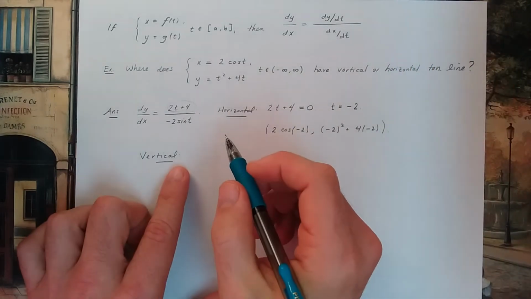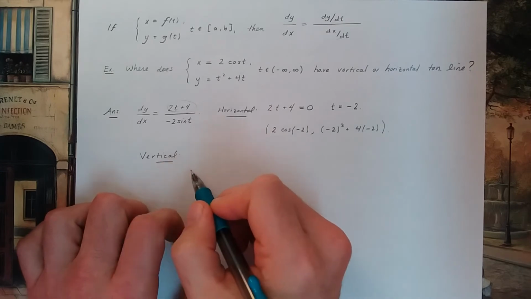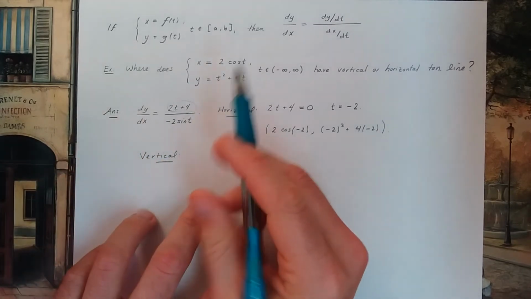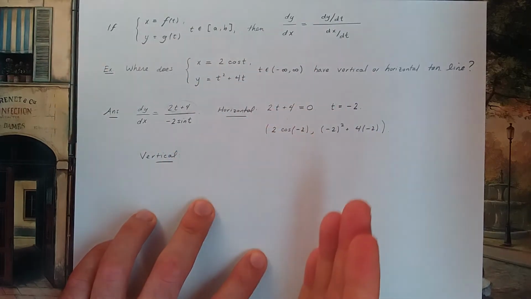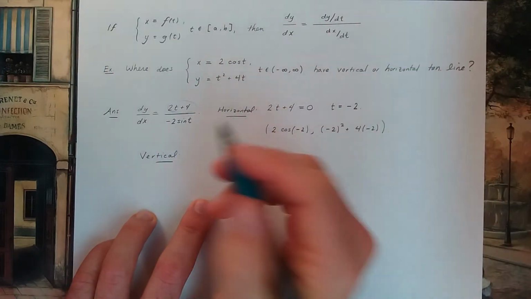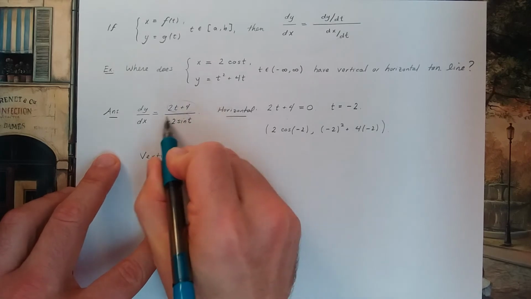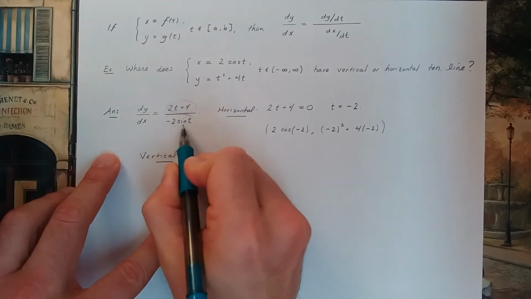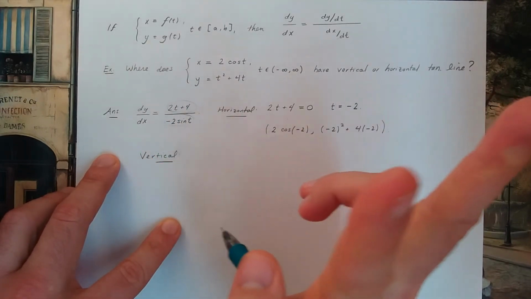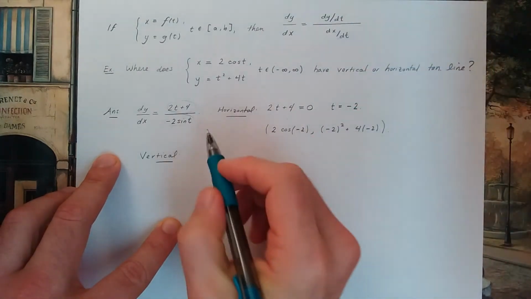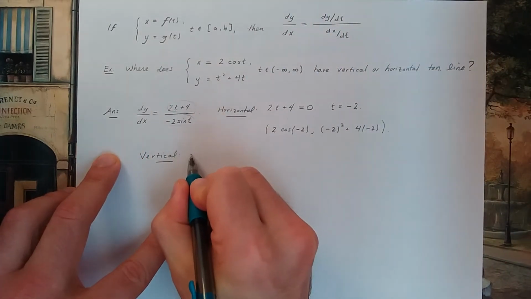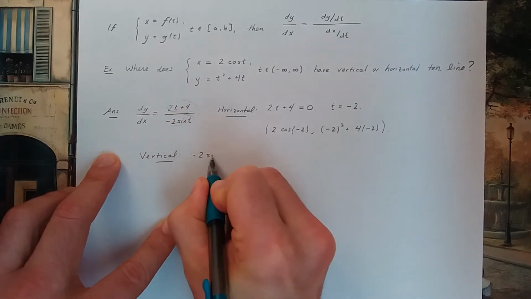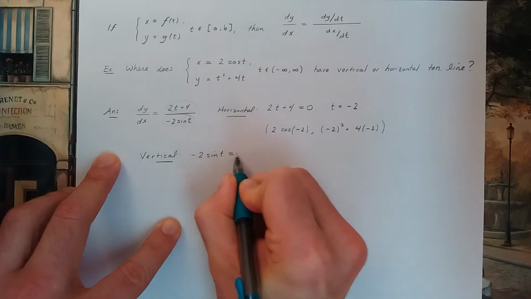So, to find where we have a vertical tangent line, I need to know where this derivative is undefined. I need to know where this derivative has an arbitrarily steep tangent line. That's where the bottom is equal to 0. That's when I'm dividing by 0 and I get an arbitrarily large slope. The tangent line's going up. So to find the vertical tangent lines, I'm going to set negative 2 sine t equal to 0.